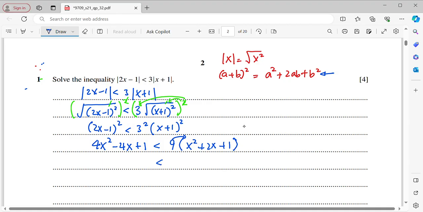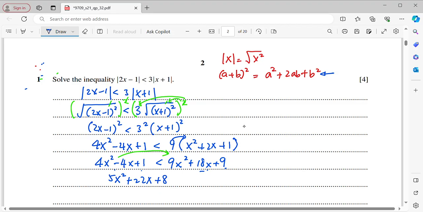For the right hand side, multiply all the terms inside the bracket by 9. Then you will be getting 9x squared plus 18x plus 9. The left side will be 4x squared minus 4x plus 1. From here, I will move all the terms to the right side because 9x squared is greater than 4x squared. Once I have moved, I get 9x squared minus 4x squared is 5x squared. 18x minus 4x is plus 22x. And the plus 1 moved to the other side becomes minus, so you'll be getting plus 8. So all the terms are on the right side.